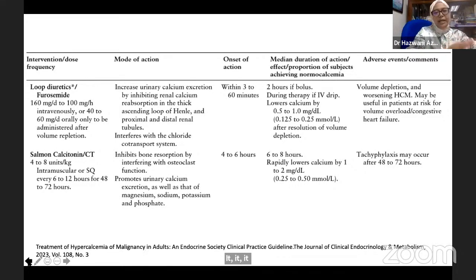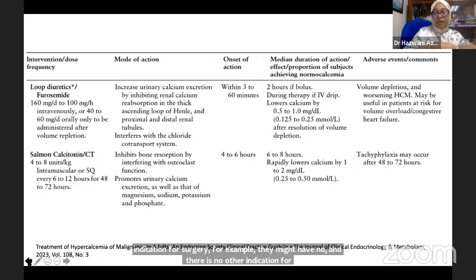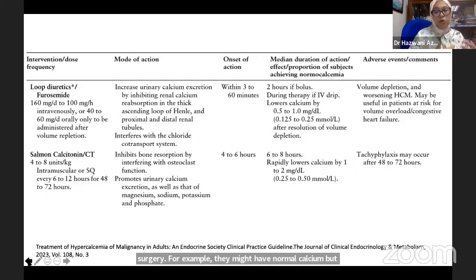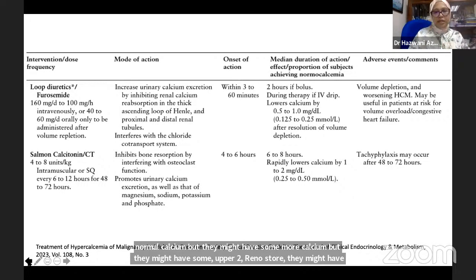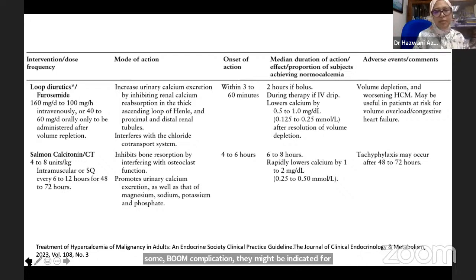It applies to the mild hypercalcemia or normocalcemic hyperparathyroidism, meaning at least yearly serum calcium, at least 2-yearly BMD monitoring, at least yearly renal monitoring. As long as the calcium is normal and there is no other indication for surgery. For example, they might have normal calcium, but they might have some renal stone, some bone disease, some bone complication, they might be indicated for surgery, then we send for surgery. If not, no complication, we can just monitor as stated before.